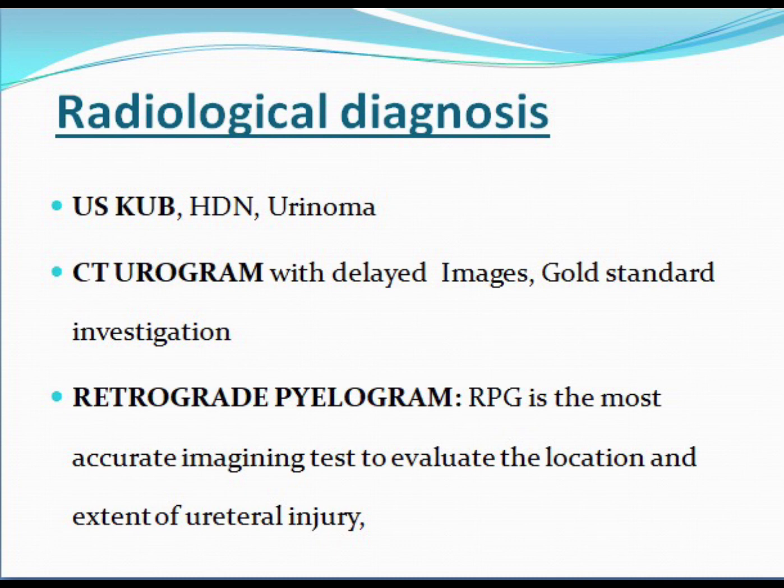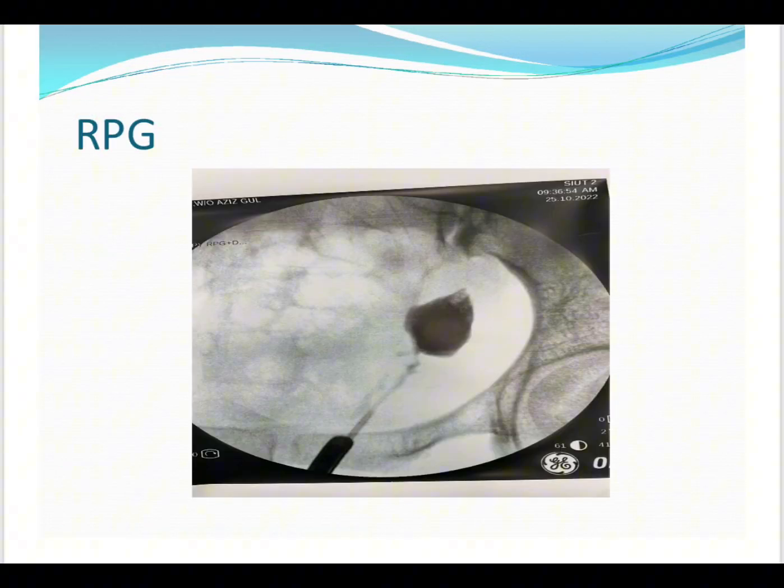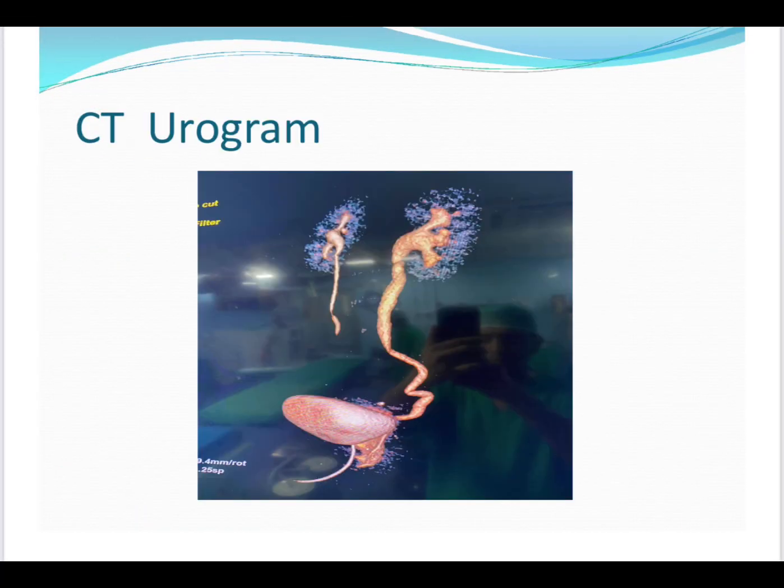And you can go for retrograde pyelogram, and RPG is the most accurate because you can evaluate the location and extent of ureteral injury. And if there is any suspicion with a poor cortex and for long-standing hydronephrosis, you can also go for a renal scan to make sure that the kidney is functioning or non-functioning. So you can face three scenarios.